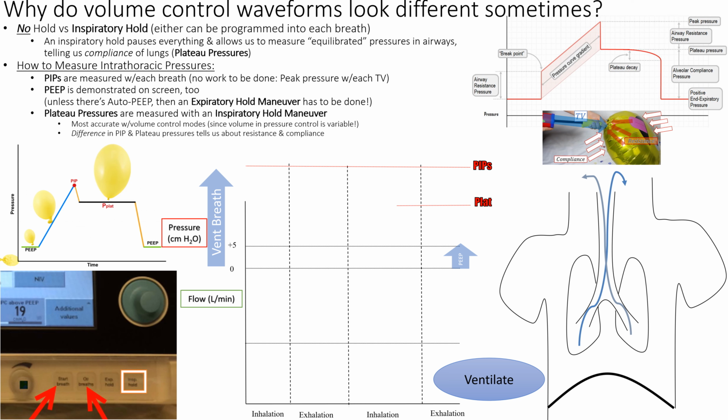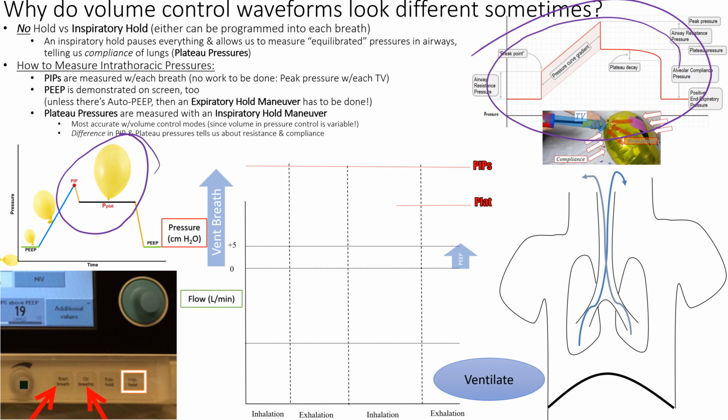So why do the waveforms sometimes look different? When you look at any kind of textbook, you're going to see this kind of waveform here, but you never really see that on the ventilator. You can program that into the way that the volume is delivered to the patient, but usually we have to do a maneuver to get this waveform to look like this. Usually the waveform just stops right here and comes right back down to baseline.